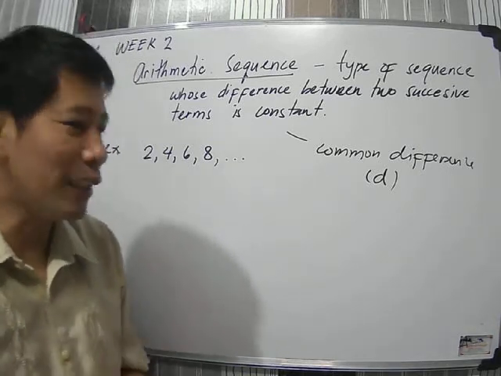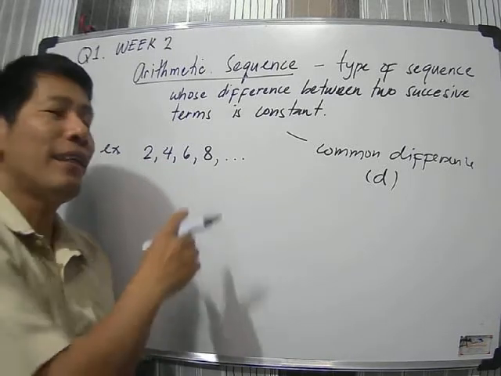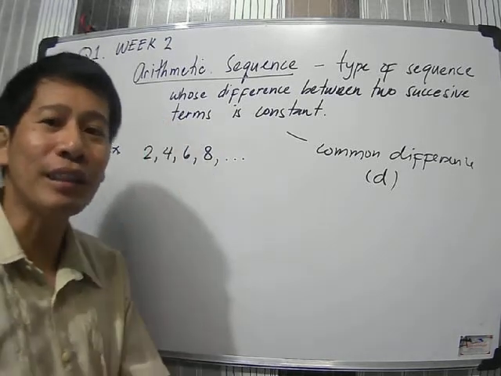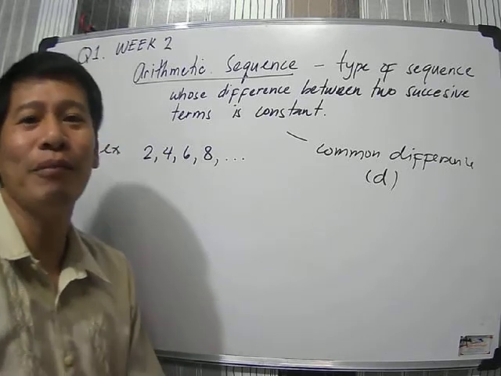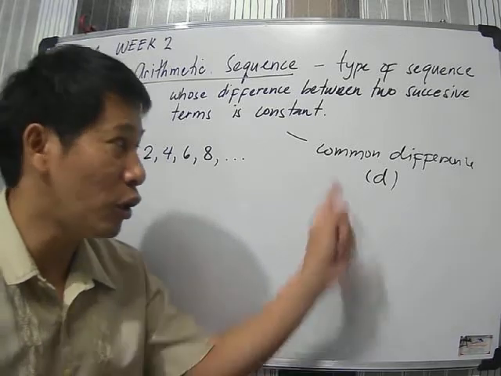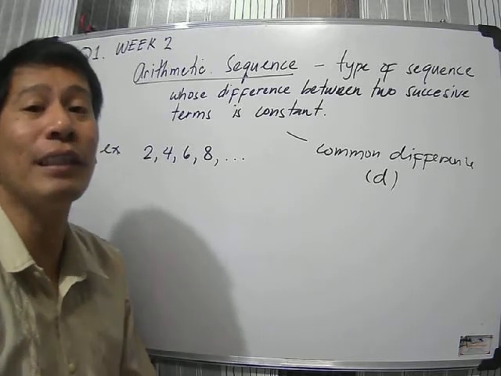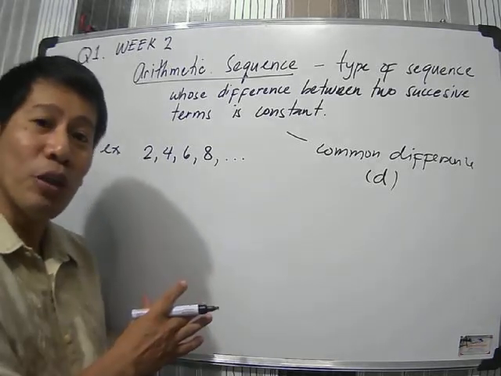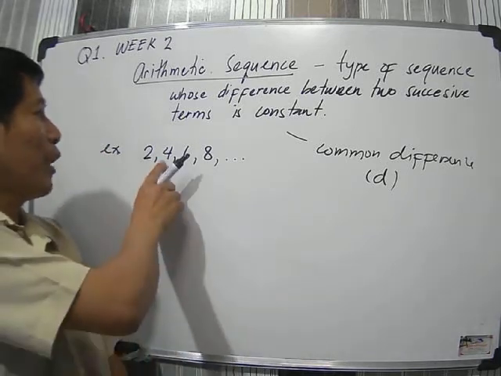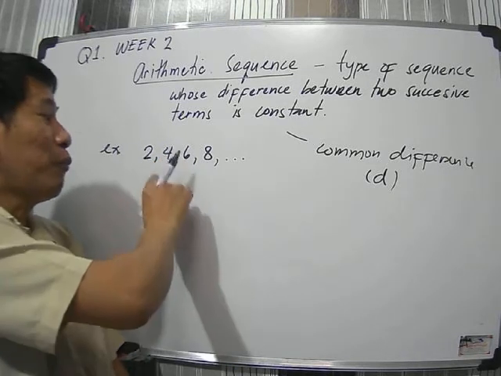Okay, let us try to consider this example. 2, 4, 6, 8. Tingnan natin if this sequence is an arithmetic sequence. So, ano ang ating palatandaan that this is an arithmetic sequence? Kailangan there is a what we call common difference. So, how are we going to get the common difference? So, isusubtract natin yung any successive terms. So, ang pagkuha ng common difference, you start from the next term minus the previous term.